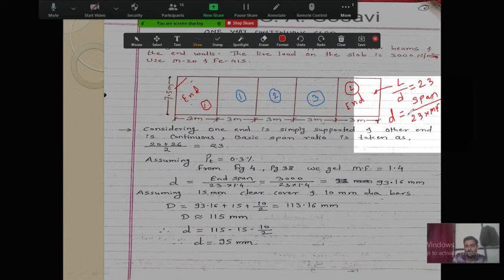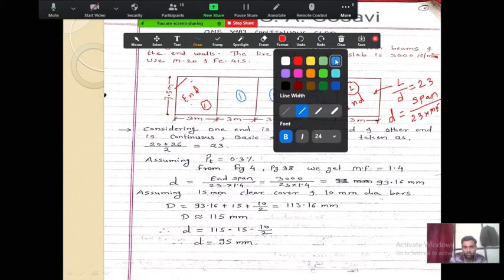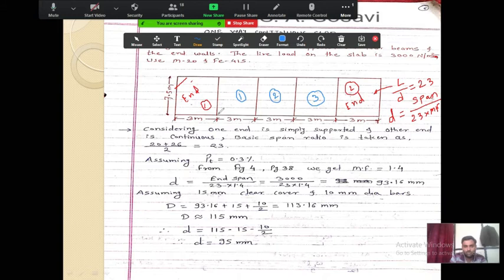For the end span, here we have designed the end span. In the problem, it is not specified to design the end span or the intermediate span. Okay, so we have designed the end span. Now, if in the exam they ask you for the intermediate span, then what is the difference? We have already seen the design of this end span, whatever I have written in red ink. But if you want to design these intermediate spans, these spans are intermediate spans.